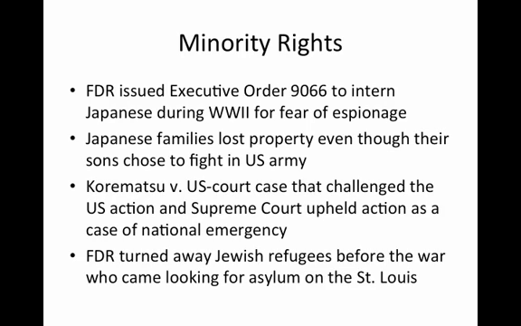However, there were a number of major violations of individual minority rights at the time. Franklin Delano Roosevelt issued Executive Order 9066 to intern Japanese during World War II for fear of espionage. Japanese families were not only interned, they lost all of their property, even though many of their sons chose to fight in the U.S. Army. Eventually, this was challenged in court under Korematsu versus the United States, but the Supreme Court upheld the action as a case of national emergency.